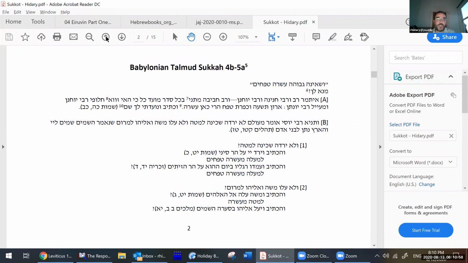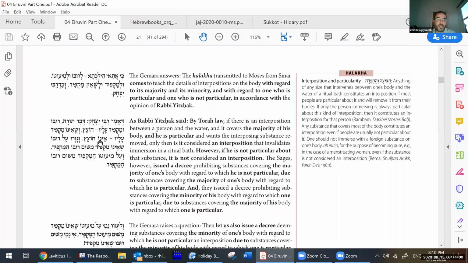Okay, this is very interesting. There's a lot more to say about this, but for another time. Maybe on Sukkot we'll talk about it.